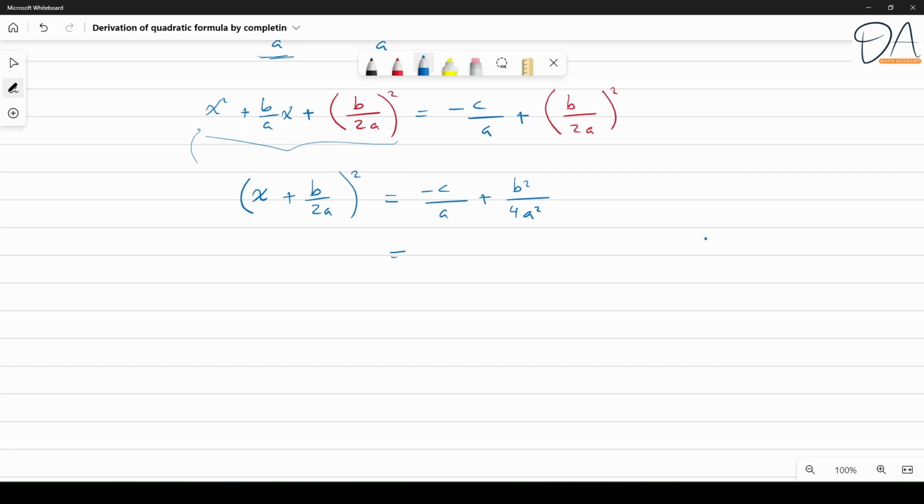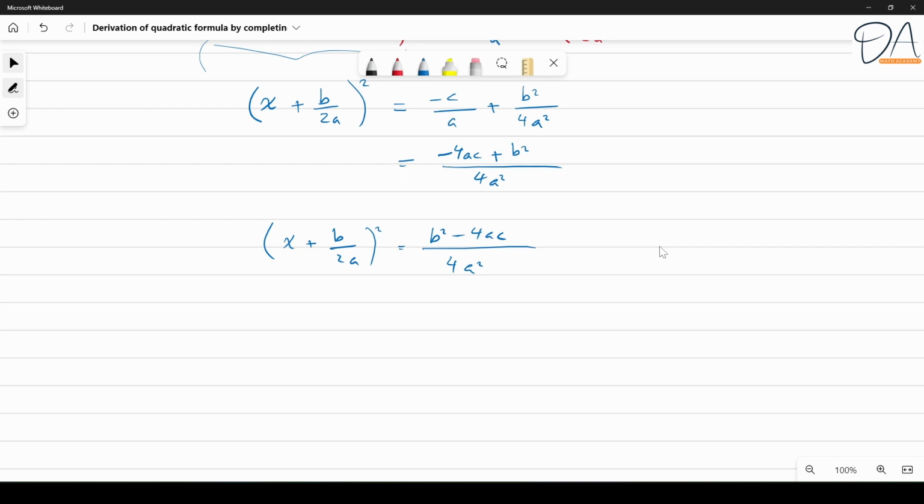And then this is equal to, we can take the 4a squared as a common term. So then 4a squared divided by a, that gives you 4a, and you multiply it with c, you'll get minus 4ac plus b squared. In other words, what we are getting here is x plus b over 2a squared equal to, let me rearrange the terms here, b squared minus 4ac over 4a squared.